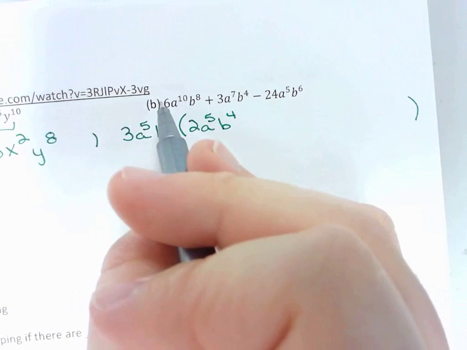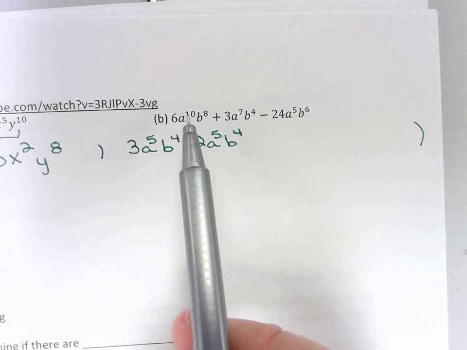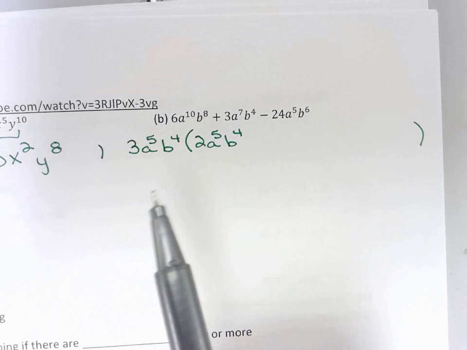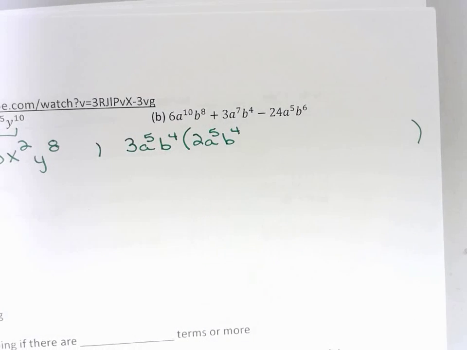3 times 2 gives me 6. And then when you look at your exponents, you just say, okay, I started with a to the 10th. I took out a to the 5th, so I have a to the 5th left. I started with b to the 8th. I took out b to the 4th. I have b to the 4th left. Or you can think about distributing it and adding your exponent, whichever is easiest for you.